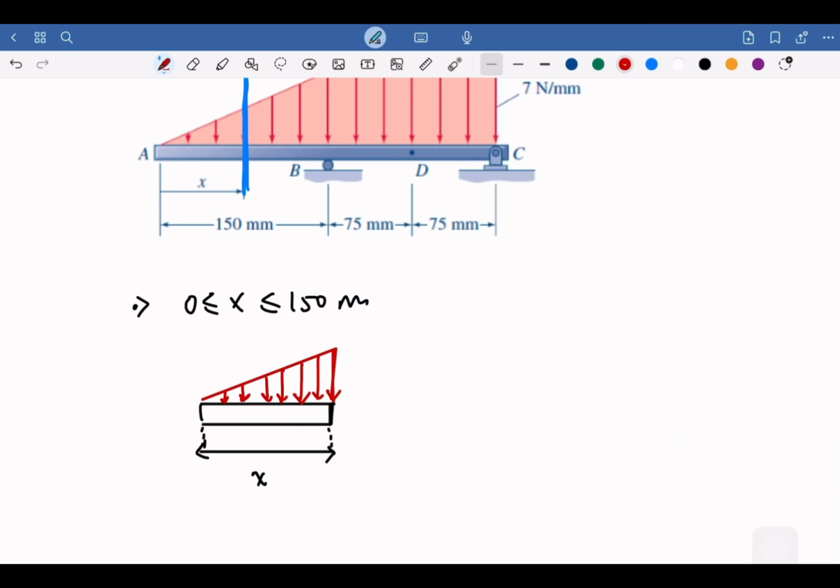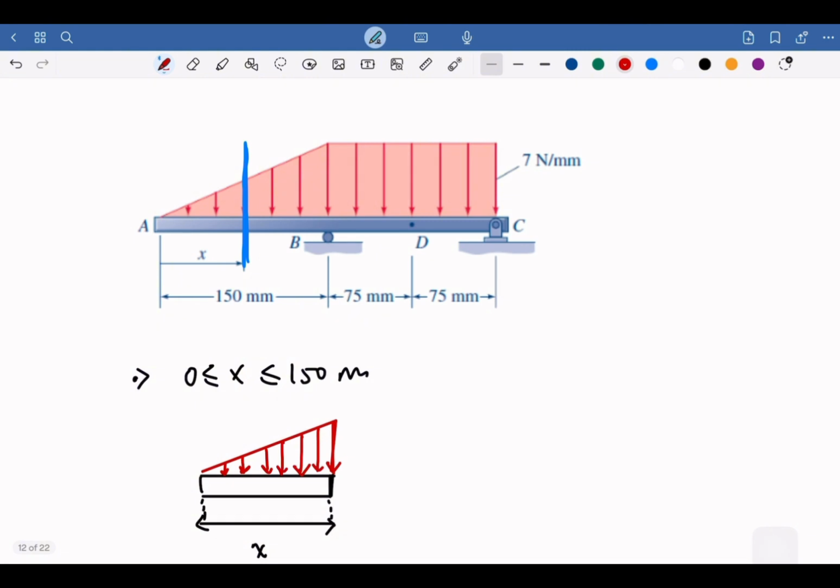Okay, now we see this will be 7 Newton per millimeter. Okay, so this will be 7 Newton per millimeter. Let me just write. That's the same height, right? Same height for the forces.